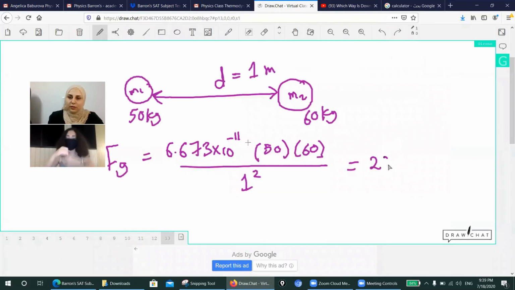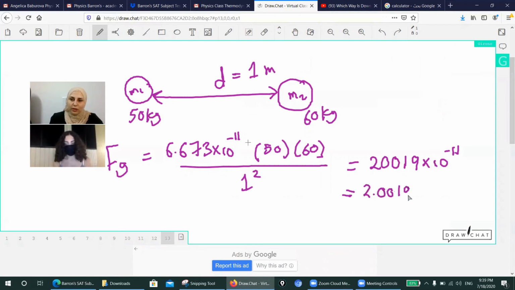So it's like 20,019 times 10 to the negative 11. If you want to represent it in a better way, you write it as 0.20019 times 10 to the negative 7, right? Look, it's too small, right?